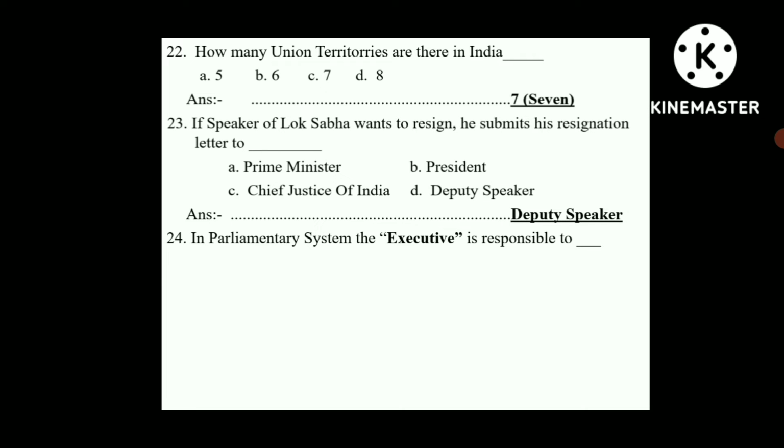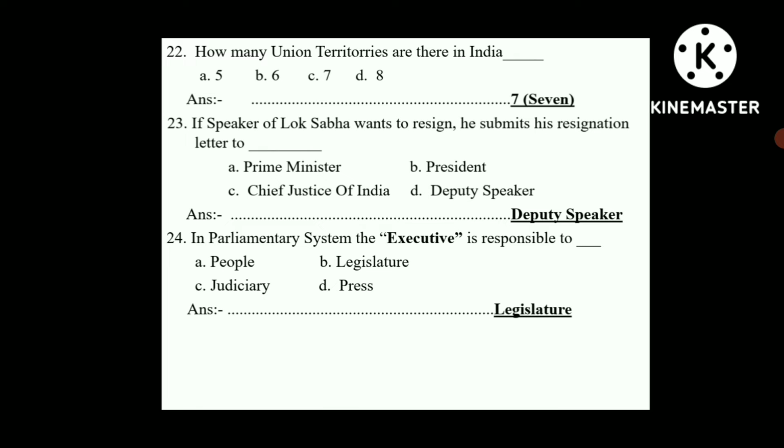Number 24, in parliamentary system, the executive is responsible to people, legislature, judiciary or press. In parliamentary system, the executive is responsible to whom? And it is of course legislature.